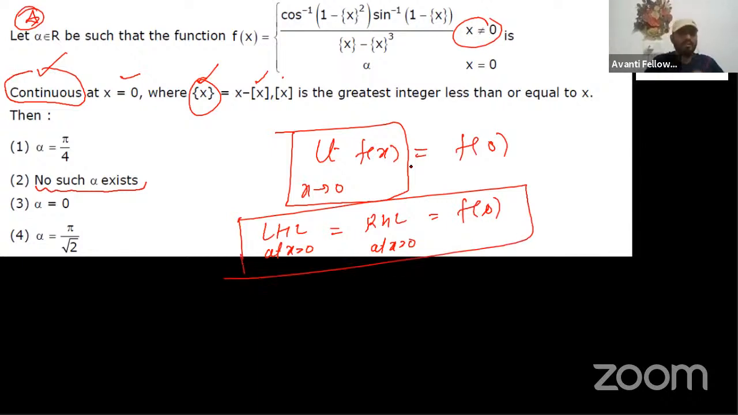Okay. Now, first of all, limit x tending to 0 of f of x. What is f of 0? F of 0 is nothing but alpha.